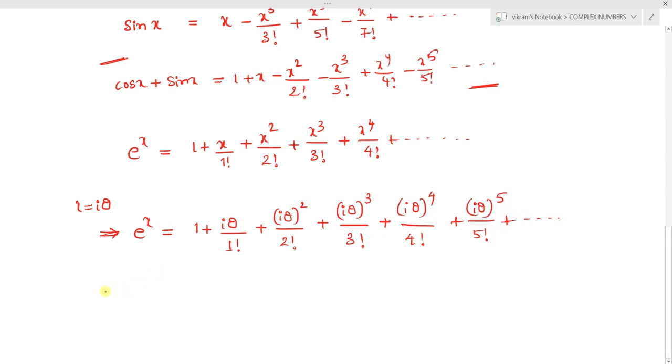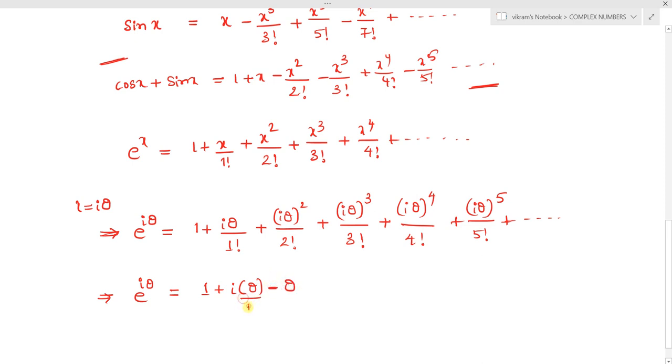Okay, if we expand this, what will we get? e power x, sorry, here x is now iθ. Now we are replacing x with iθ. So e power iθ is equal to 1 plus i into θ, and now here i square into θ square. i square is minus 1.